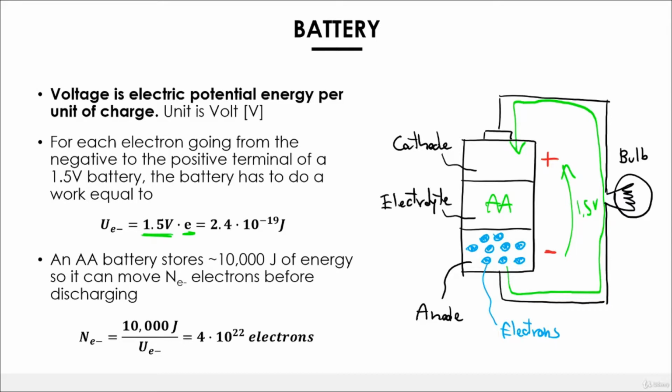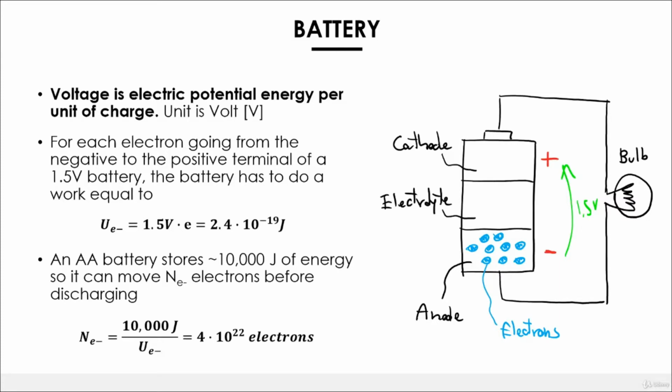Now, an AA battery could have about 10,000 joule of energy. That means that it can move a certain number of electrons before completely discharging. Calculating the number of electrons is quite simple. We just divide 10,000 joule by the energy of one electron, and we get that the total number of electrons that can be moved by this battery is equal to 4 followed by 22 zeros, or 4 × 10^22 electrons.